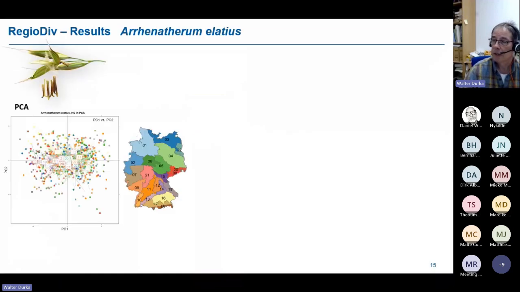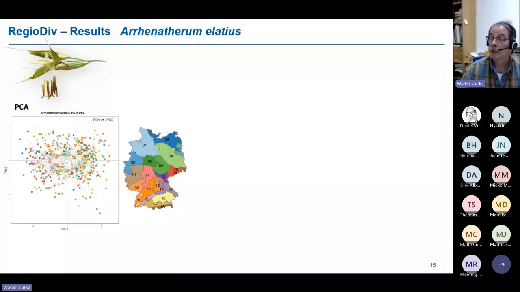I start with a very common grass species, Arrhenatherum elatius. What you see here is a principal component analysis. Each dot is a plant. The color code represents the seed zone. In this particular species, we see a big mess. There is hardly any structure.